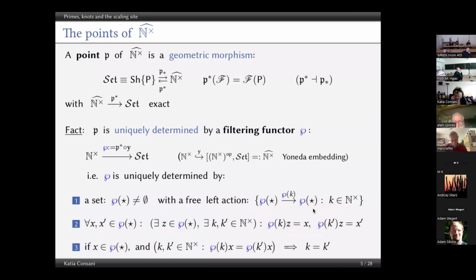And finally, there is a third condition, which is written here. If x is a point in the set, and you are given two natural numbers satisfying this property, so that they produce essentially the same point by means of two different k and k prime, then necessarily k and k prime must be the same. It's a sort of rank one idea.